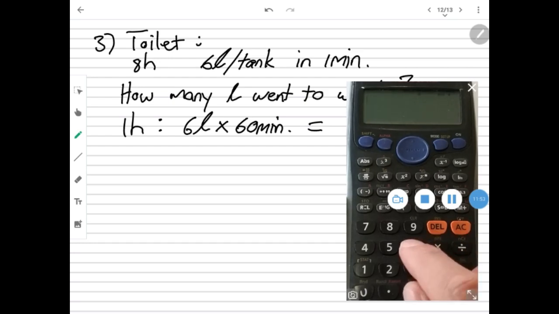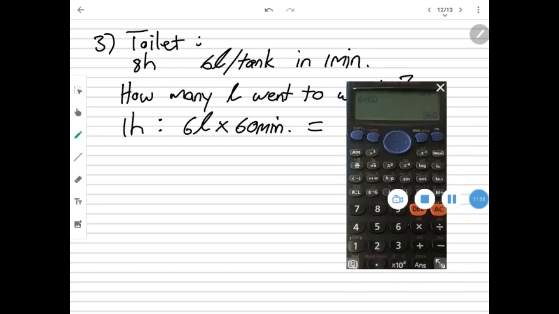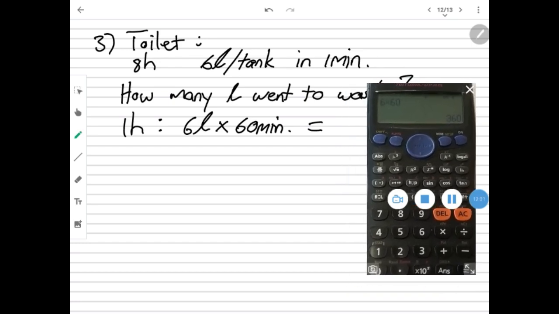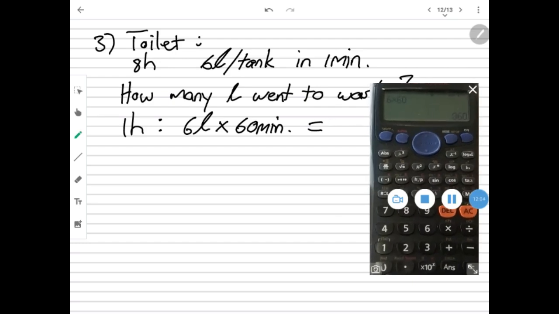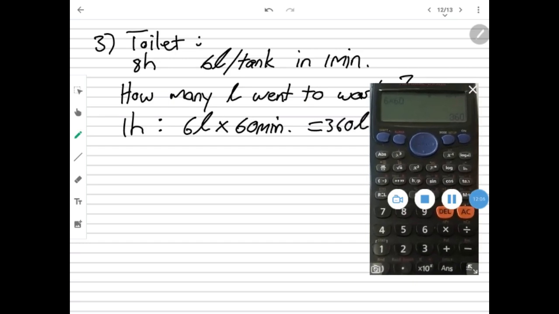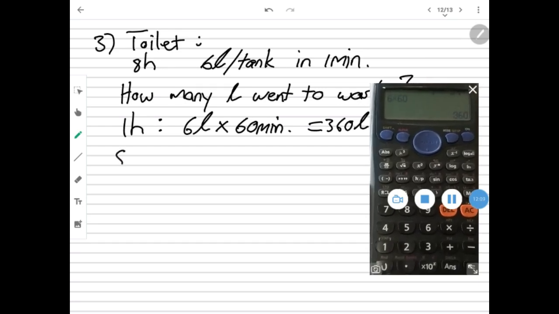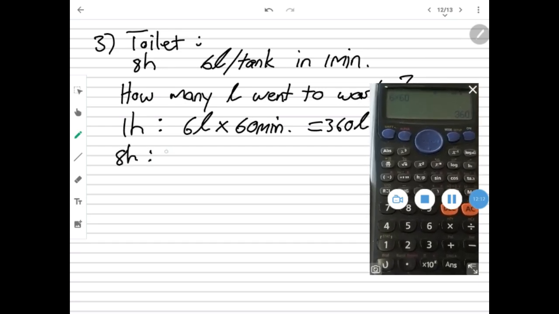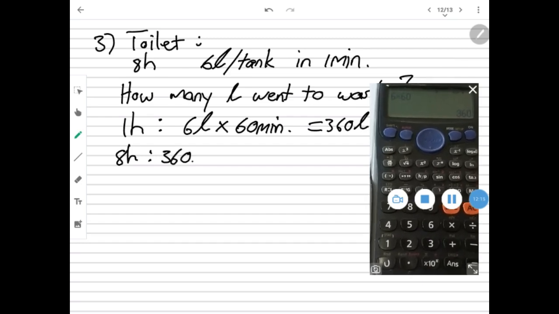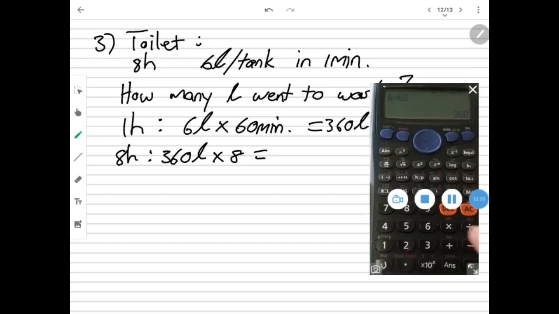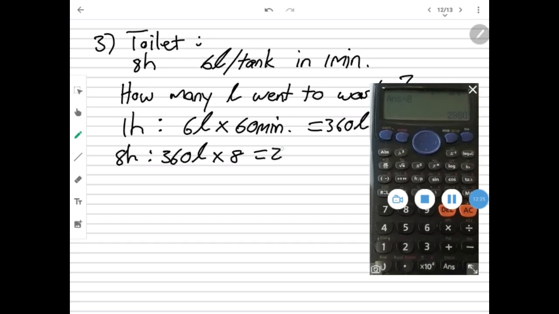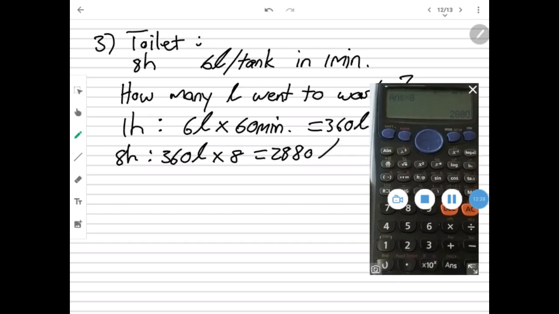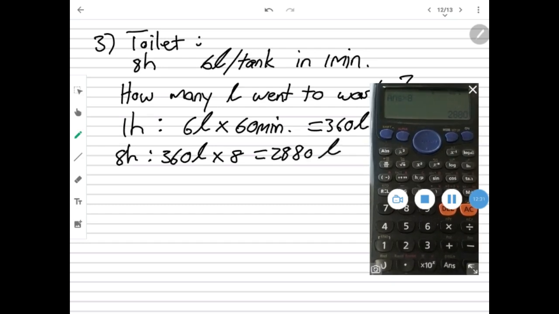Right, so we have 6 times 60 gives us 360. So that's the amount of minutes that went to waste, the amount of liters that went to waste. 360 liters in 1 hour. Alright, so let's see, in 8 hours, we take the amount of liters per hour and we multiply it with 8. So the 360 liters times 8 gives us, oh wow, 2,880 liters. Wow, that went to waste for that whole day.